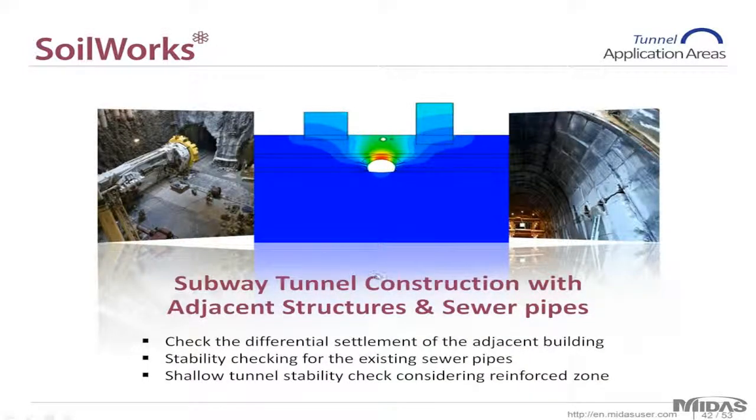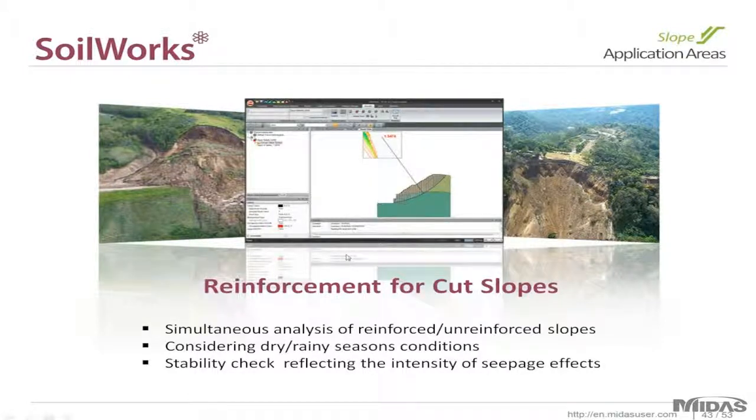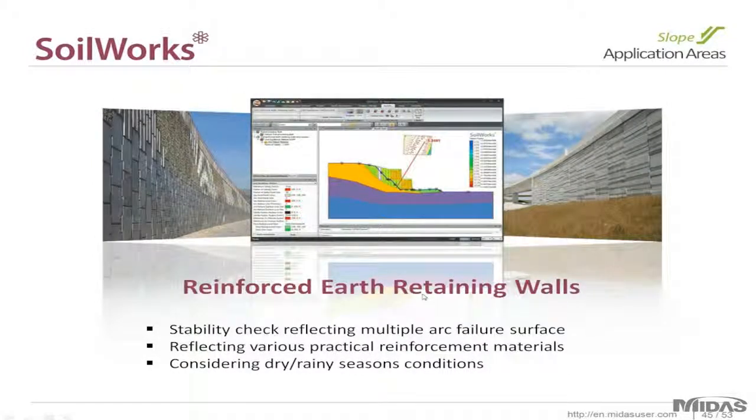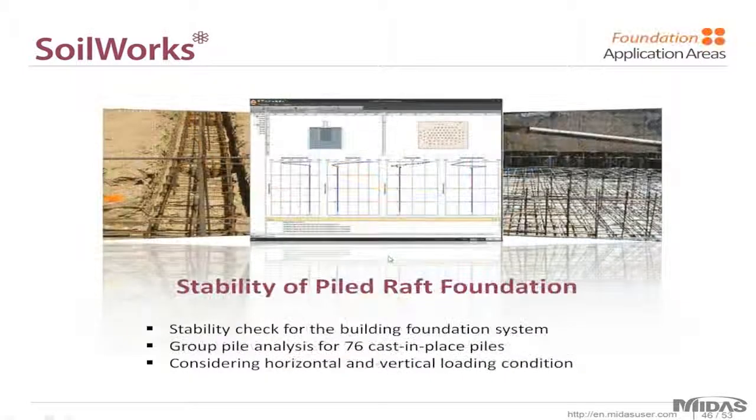Okay, so the subway tunnel construction with adjacent structures and sewer pipes. The contour graph shows the effects of your tunnel on the soil above the tunnel as well as the foundations of neighboring structures. And then reinforcement for cut slopes. The software analyzes the effects of your reinforcements on your slopes, and you can also get the effects of rainfall or dry or rainy seasons using the seepage module. And then slope stability at a tunnel exit, once again another application for the slope module. Reinforced earth retaining walls, so you can also design and analyze retaining walls using the slope module.